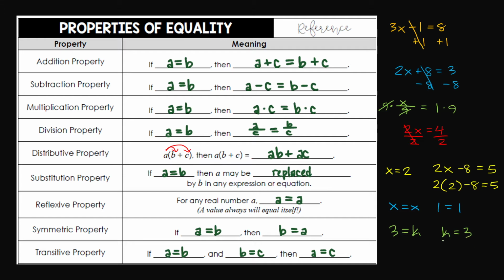3 equals K, K equals 3. They equal each other. That's the symmetric property. And lastly, we have the transitive property.